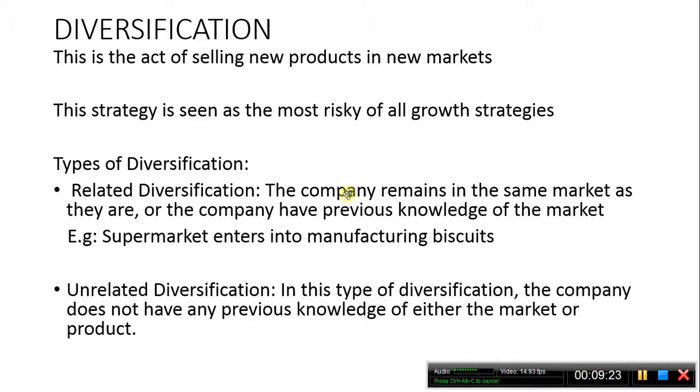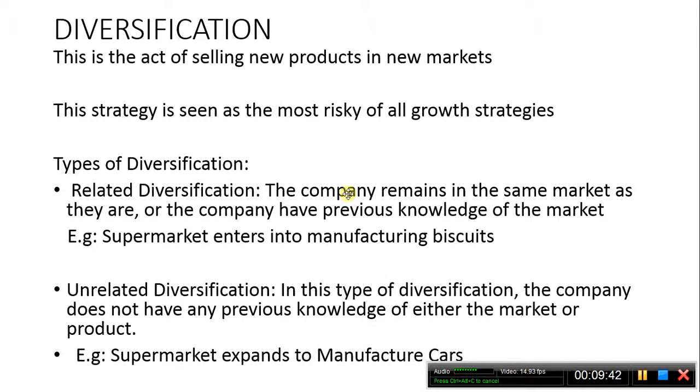And the second one is unrelated diversification. In this type of diversification, the company does not have any previous or prior knowledge of either the market or the product they are going to sell. Example, let's look at a supermarket again. Tesco decides to expand into car manufacturing, which is entirely different from what Tesco is used to doing, and this can cause problems for the company.